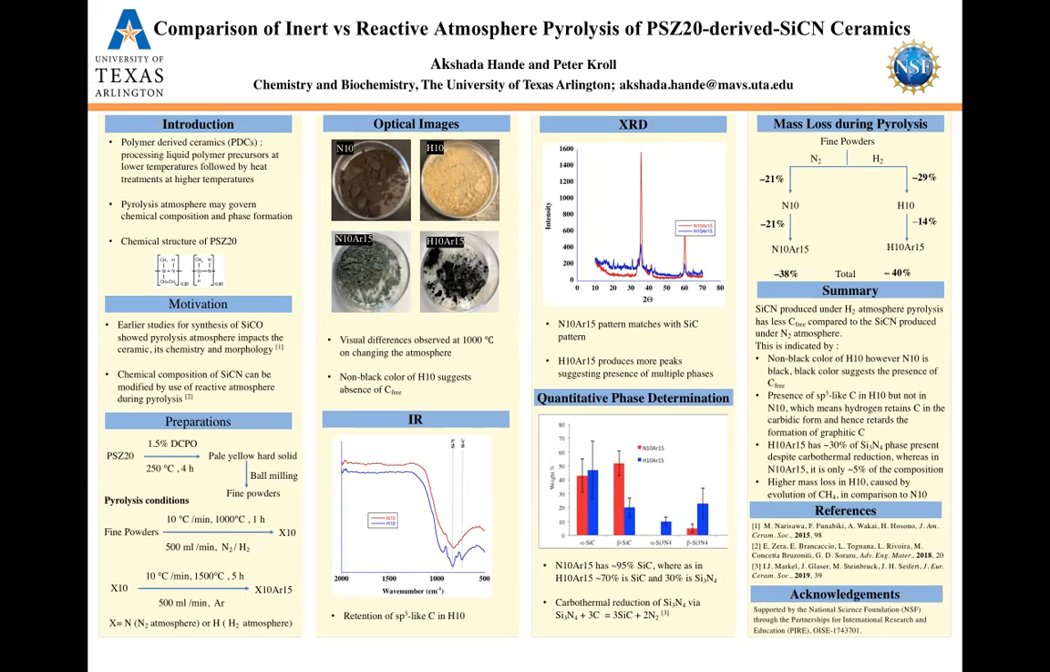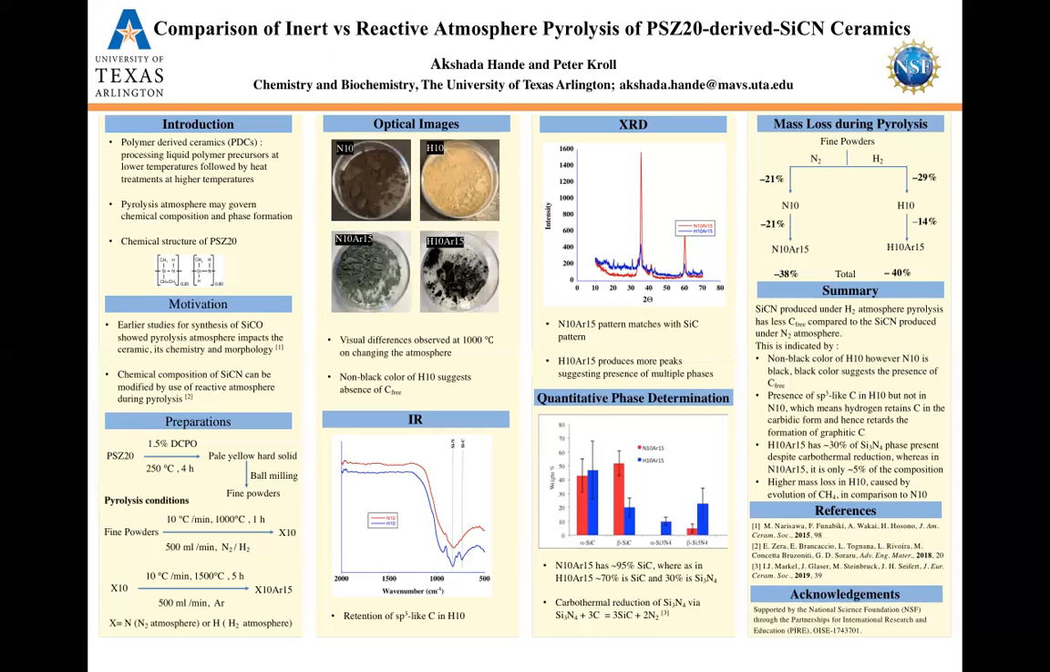Many groups are already working with reactive atmospheres, but these studies are done on either SiC or SiCO. Some of the groups have worked with SiCN, but the atmosphere used was mostly ammonia. So I first cross-linked the PSC20 using dicumyl peroxide to get a hard solid, and then it was ball milled to get fine powders. These fine powders were pyrolyzed in two steps. In the first step, we get the amorphous ceramic, and in the second, we get the crystalline ceramics.